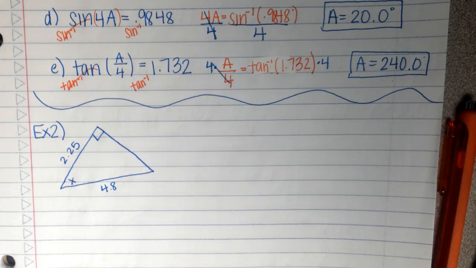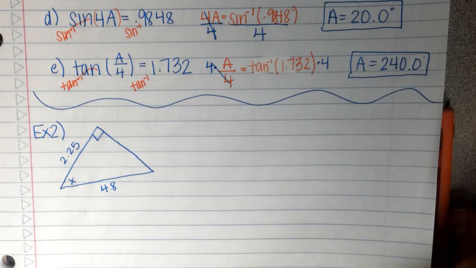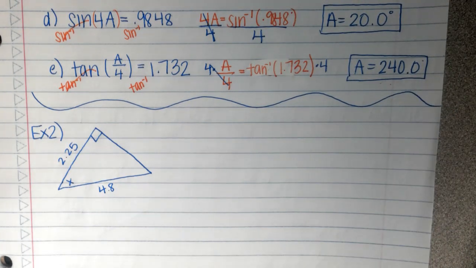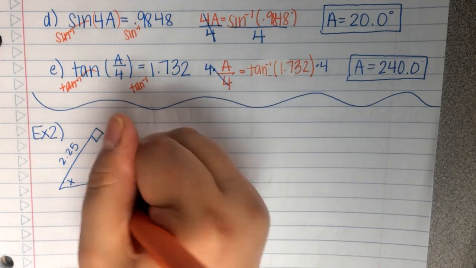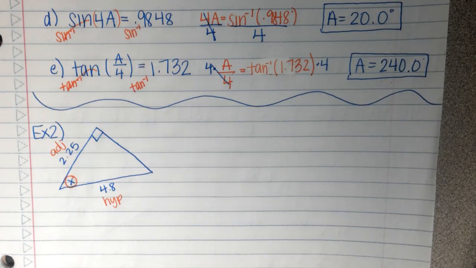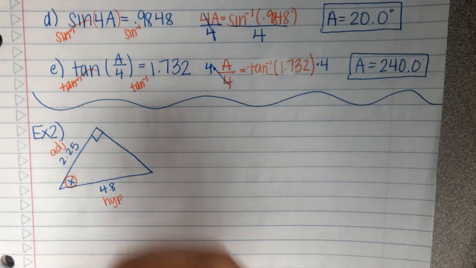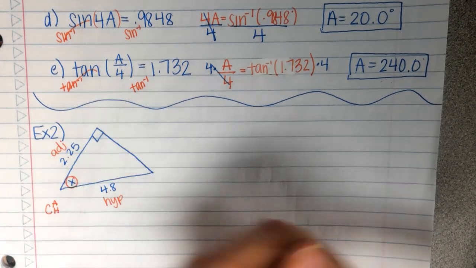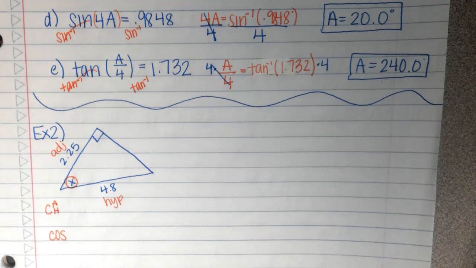Okay. Draw this picture, please. You're drawing a right triangle. 4.8 and 2.25. What do I know? I have the hypotenuse and I have an adjacent. So what type of problem is this? This is cos. So we are going to do the cosine of, what's my angle?